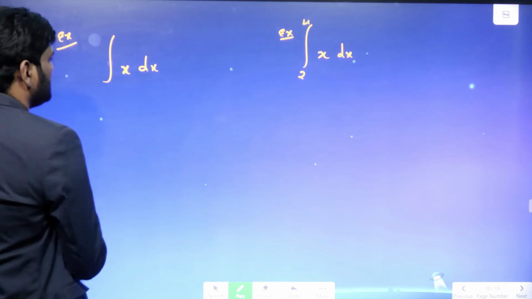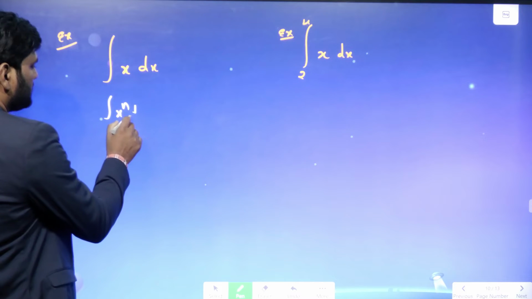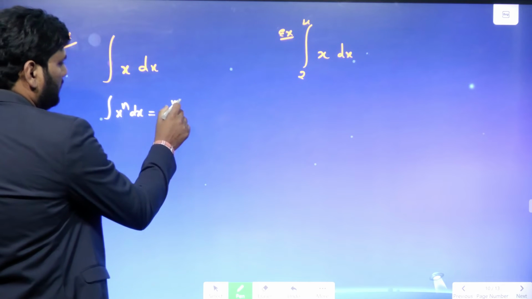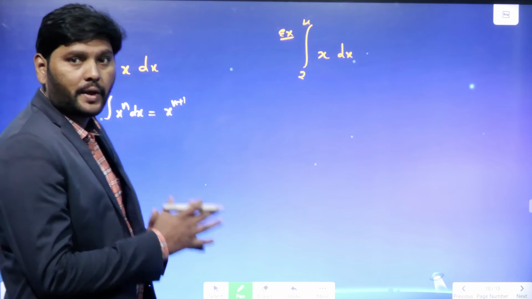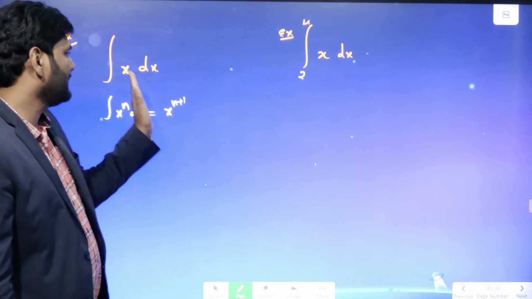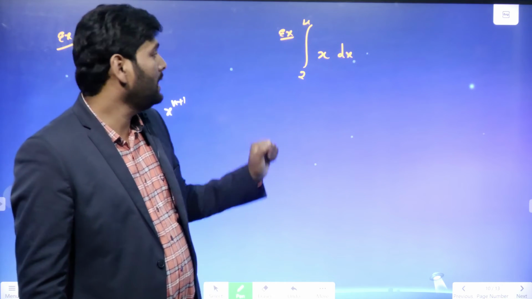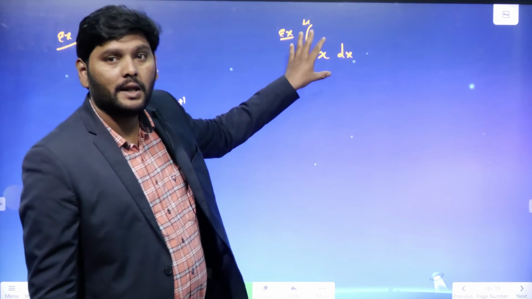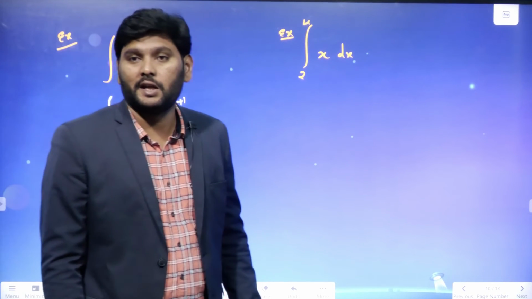Now, what formula will you use here? You will use the formula integral x power n dx, which is equal to x power n plus 1 by n plus 1. So we are taking two examples here. Example number 1 is integral x dx, and example number 2 is integral 2 to 4 x dx. One indicates indefinite integration, the other indicates definite integration.